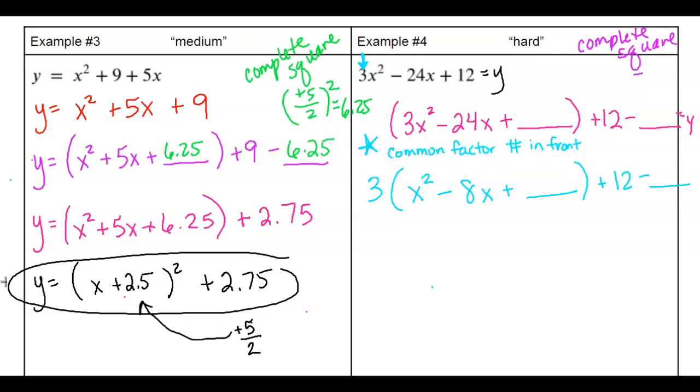So I take negative 8 divided by 2 and we square it. So I get negative 4 squared is 16. Now, this is also tricky. So 16 is going to go on this blank. But remember, I would have factored out a 3, so we need to multiply that back to figure out what goes on my second blank. So 3 times 16 is 48.